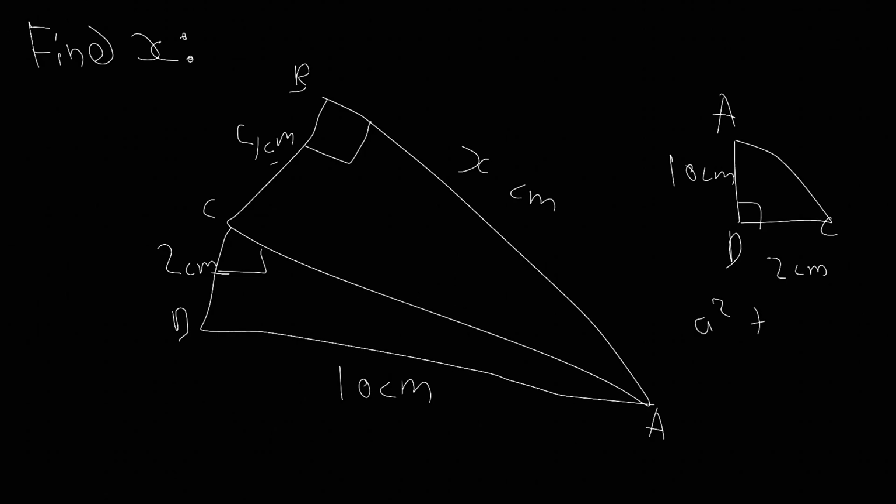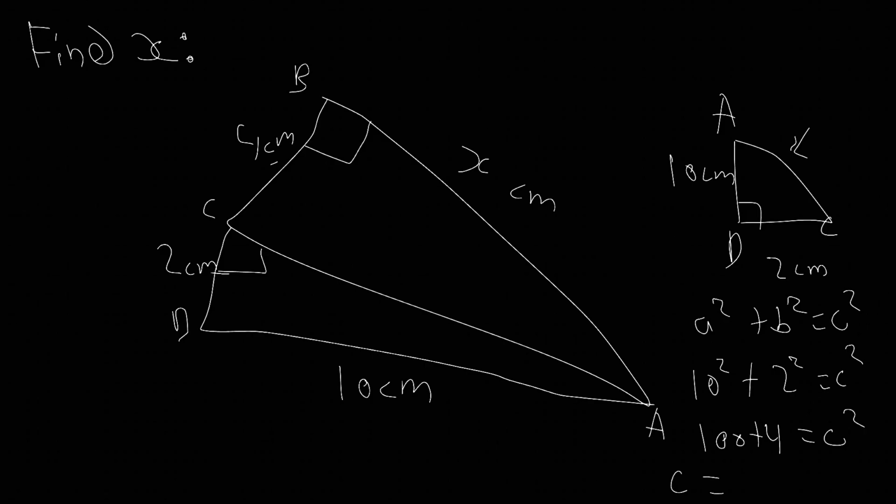So a squared plus b squared is equal to c squared. And then I have c squared, which is the hypotenuse, as it's opposite the right angle in this triangle here. So 10 squared plus 2 squared gives me c squared. 100 plus 4 gives me c squared. So c is equal to root 100 plus 4, so root 104. So this side over here is root 104.